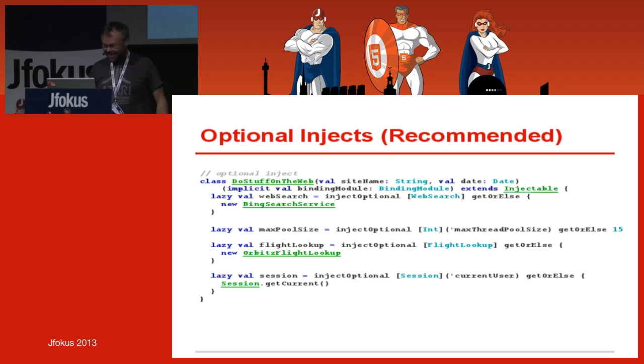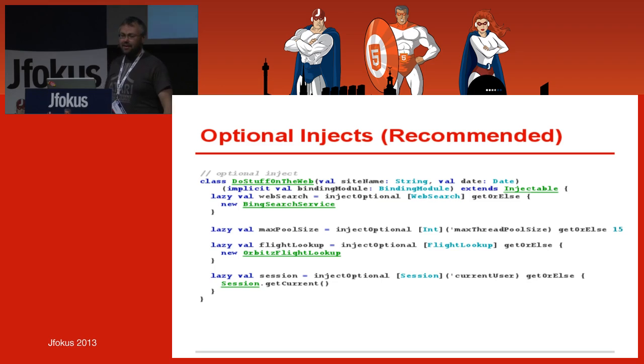Anyway, so that's one way to do it. You can do inject optional of int with an ID to identify it, and then you can just say getOrElse, and the standard is 15. So that's our thread pool size. We're going to go with 15 threads unless we override that. You can do flight lookups and so on and so forth.